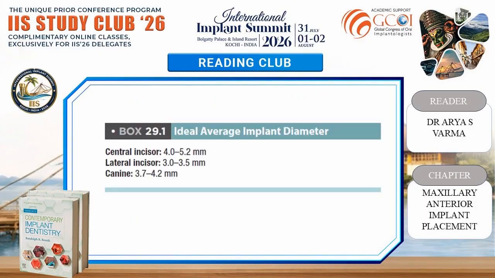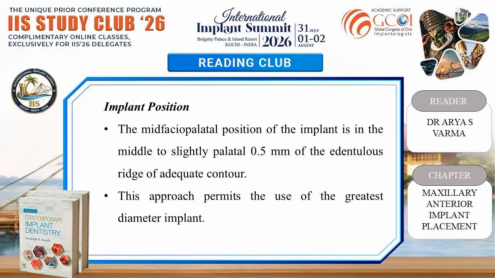Box 29.1 shows ideal average implant diameter. Central incisor 4 to 5.2 mm, lateral incisor 3 to 3.5 mm, canine 3.7 to 4.2 mm. Implant position: the mid-faciopalatal position of the implant is in the middle to slightly palatal 0.5 mm of the edentulous ridge of adequate contour. This approach permits the use of the greatest diameter implant.